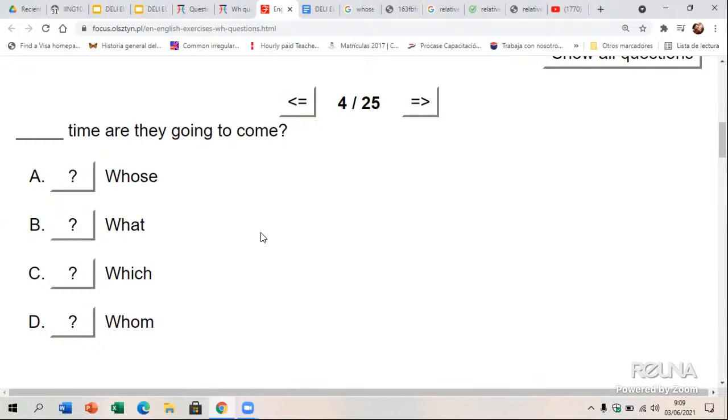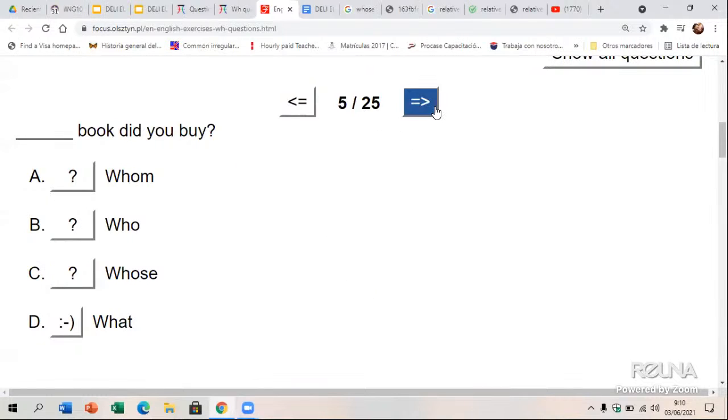Number four: time are they going to come? Constanza, what? Any other opinion? Pia, what? Jairo, what? Yeah, what time are they going to come? You know that thing. Next, book did you buy? Whom book? Who book? Whose book or what book? Okay. What? Yes. Está muy fácil esto. Después voy a buscar otro de questions without subject. Ese podría ser un poquito más entretenido.